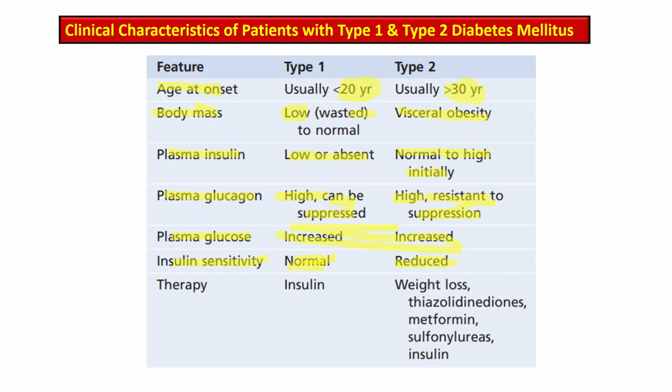Then the therapy used for type 1 is insulin therapy from the start, while type 2 is managed by some lifestyle changes, weight loss, and then thiazolidinediones, metformin, sulfonylurea, and insulin.